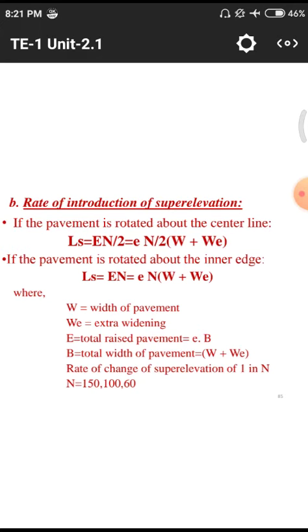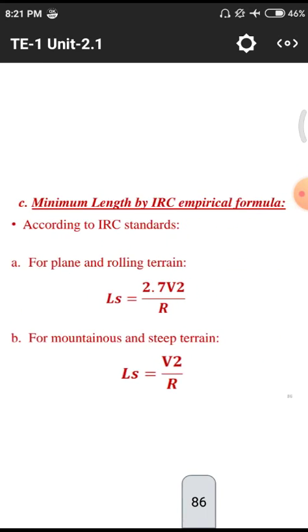We have a formula of En equal to small e into n, where e is the elevation, that means the total raised pavement, and n is the length of the curve, that means 150, 160 we are having.